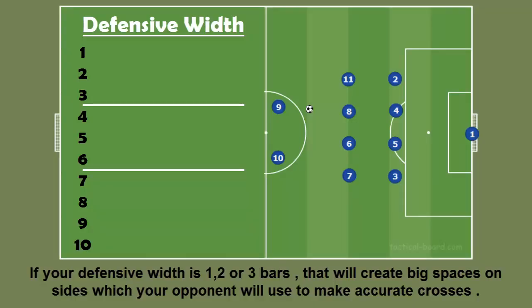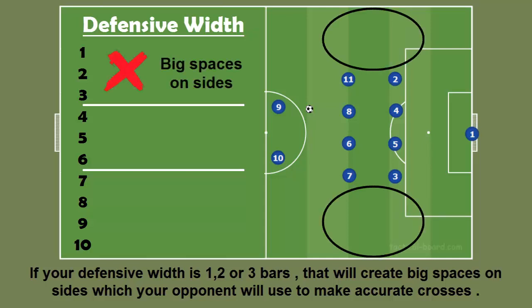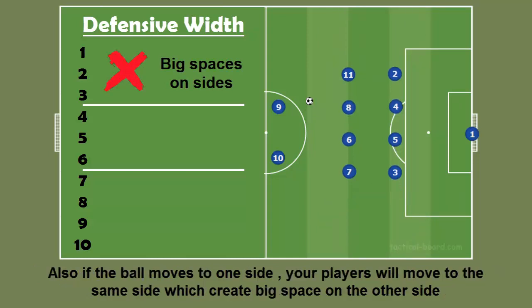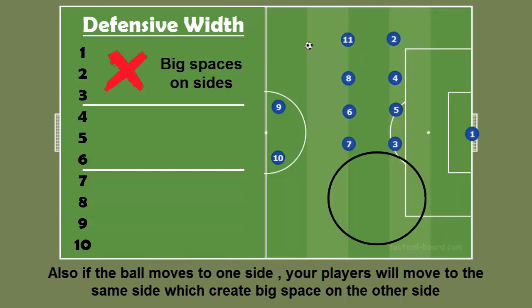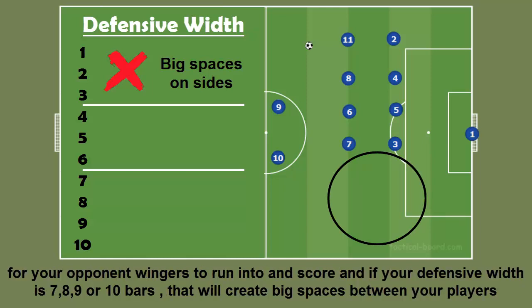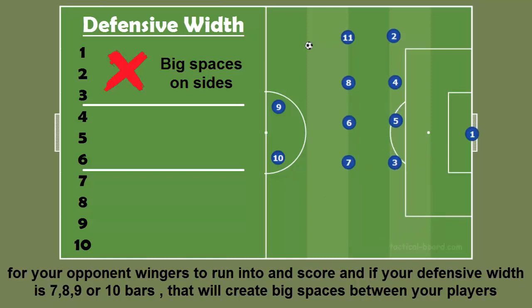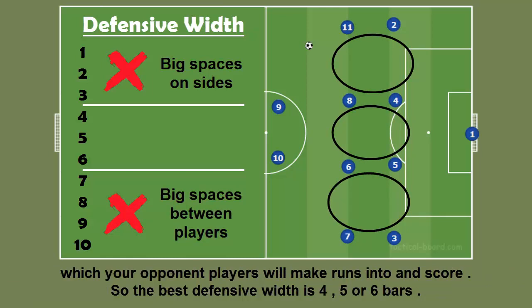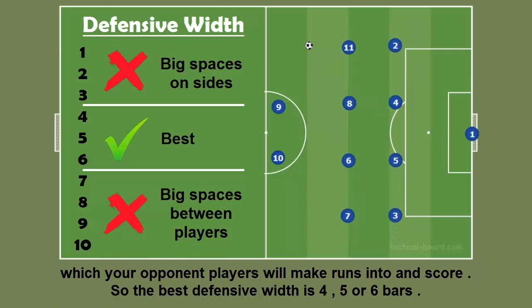If your defensive width is 1, 2, or 3 bars, that will create big spaces on the sides, which your opponent will use to make accurate crosses. Also, if the ball moves to one side, your players will move to the same side, which creates big space on the other side for your opponent wingers to run into and score. And if your defensive width is 7, 8, 9 or 10 bars, that will create big spaces between your players, which your opponent players will make runs into and score. So the best defensive width is 4, 5 or 6 bars.